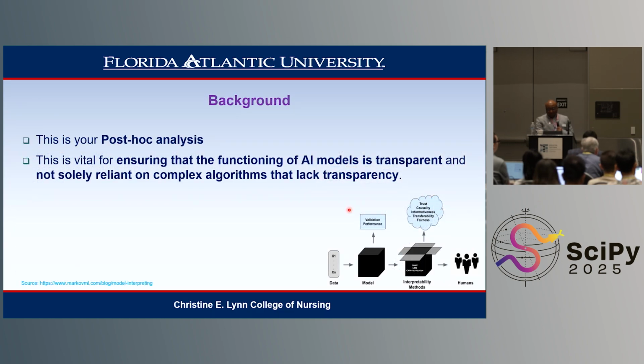You do not know this, so this is kind of obscure. Obviously I already mentioned this is a post hoc analysis, done after you get your performance metrics. You do these things to ensure that the function of the AI model is transparent, not solely relying on a complex algorithm that lacks transparency. When you use a neural network, it is more of a black box, more obscure, a more complex algorithm, and it is very difficult even for you to understand with a lot of networks, hidden nodes, and connections. It's very difficult to understand what happens.